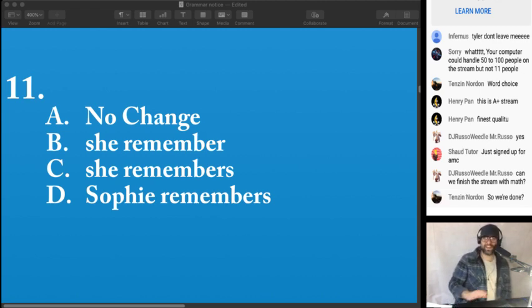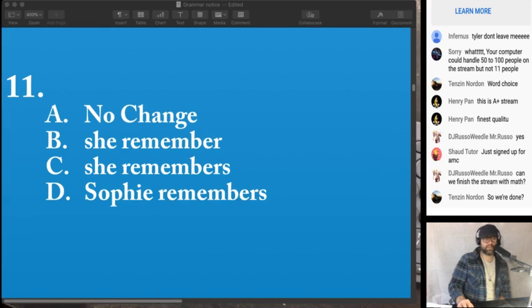So for this one, I'll give you guys the answer for this one. This one is testing pronouns and it's testing verb tense. No, we're not done yet. We're gonna keep grinding. So, or at least I'm gonna keep grinding. Because the she changes to Sophie, so it could be a vague pronoun, and remember and remembers are both in the mix, so it could potentially be a verb issue, and probably is a verb issue.